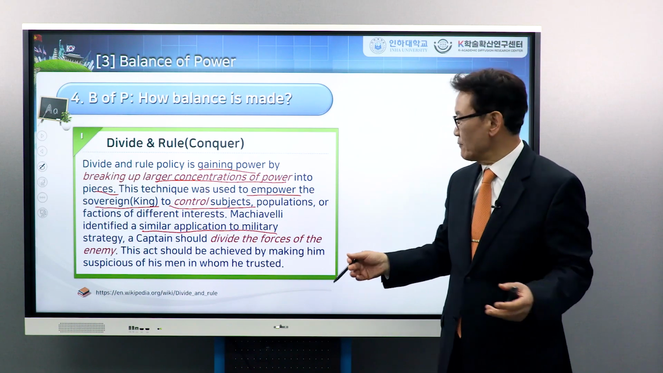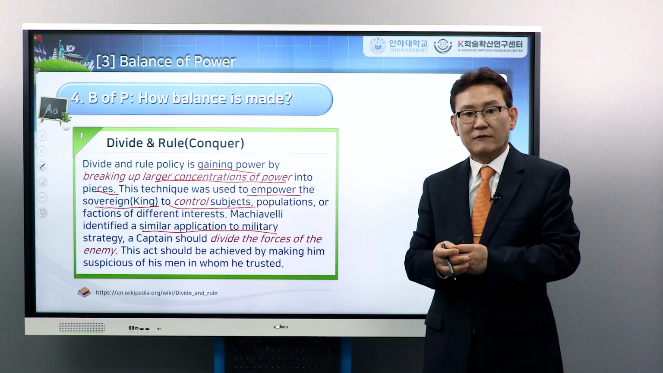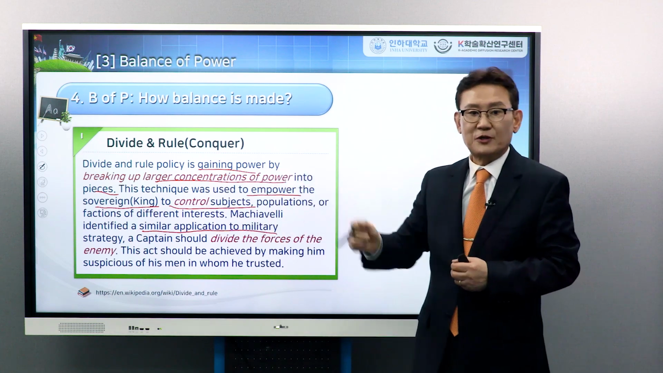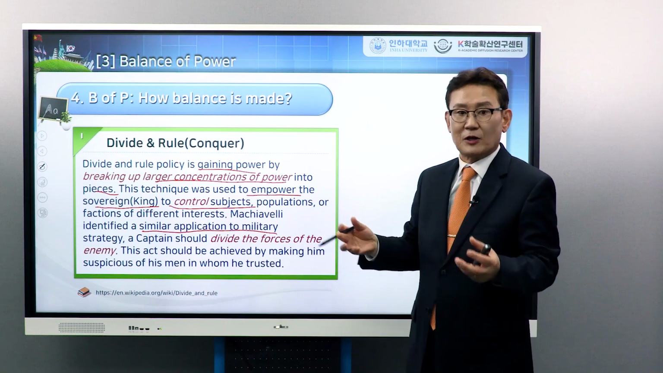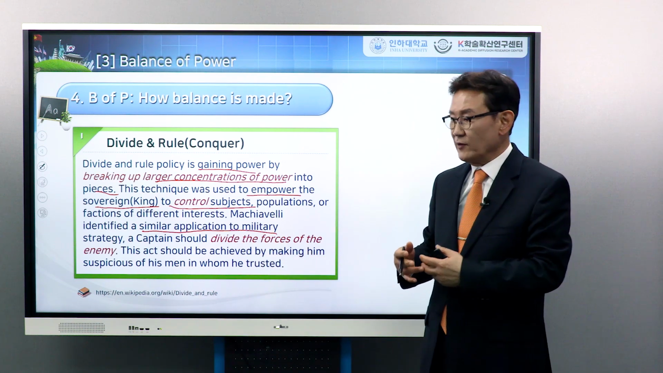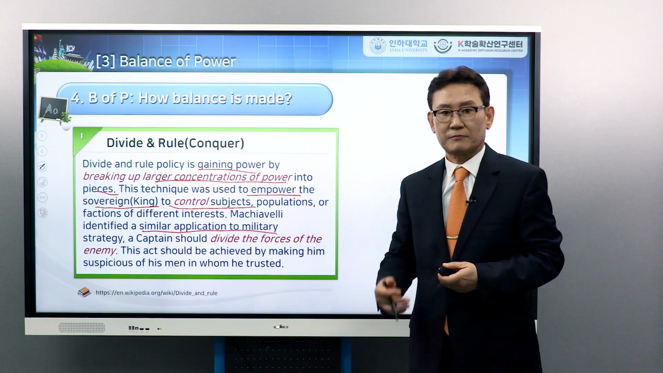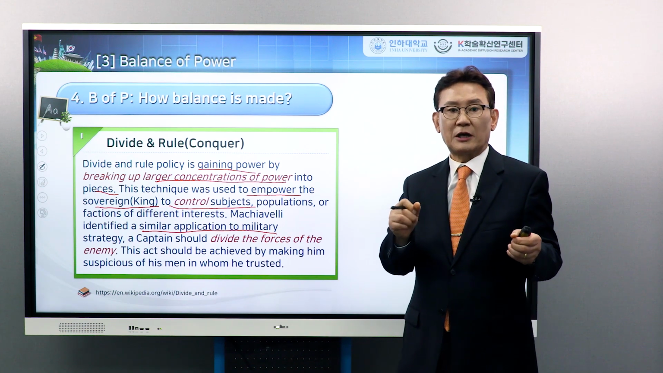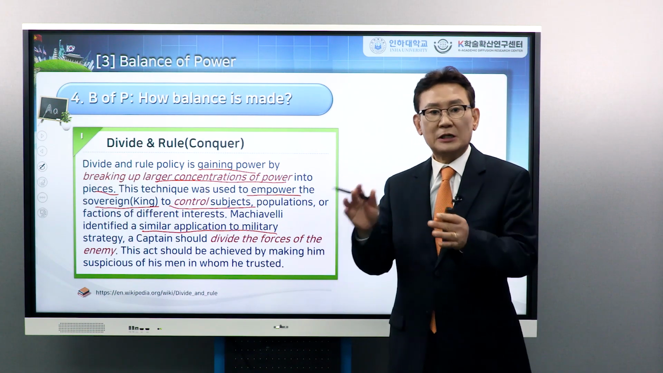And the captain used some tactics to lie or give wrong information to the captain of the enemy and make him suspicious of this man he trusted. So there were conflicts among the enemies, and then the captain could easily defeat the enemy. There's a tactic of divide and rule, obviously. So with divide and rule, a sovereign breaks up the larger concentration of power into pieces.